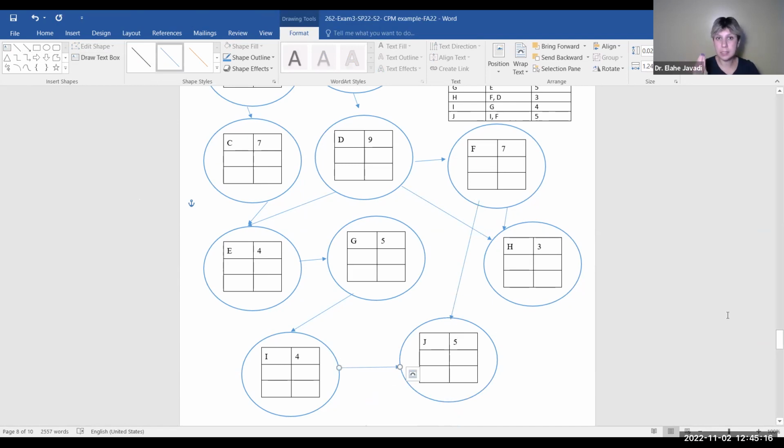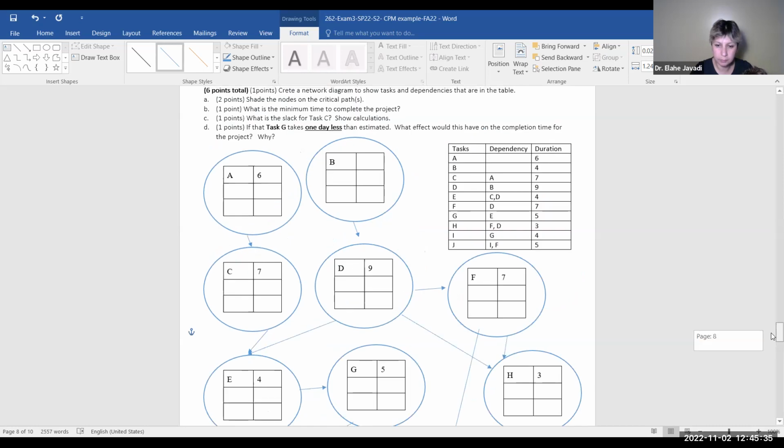This is the first step you're going to do, and this is a foundational step. If you do your network correctly, answering the rest of the questions, you have a higher chance of getting them all correctly. So we have a network, first step, the biggest step, class. Usually this has a higher point percentage for the question.